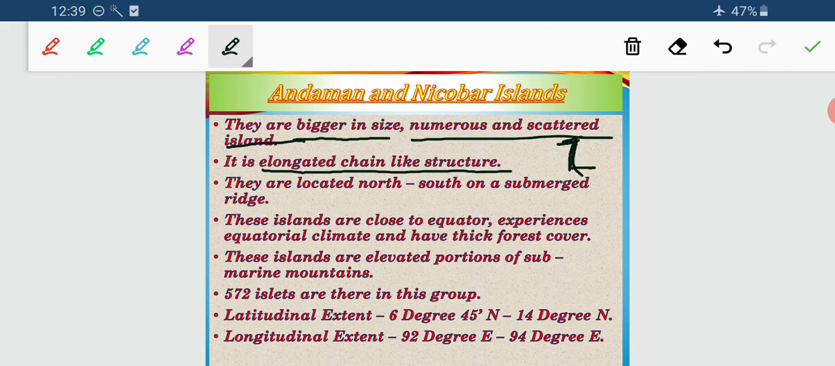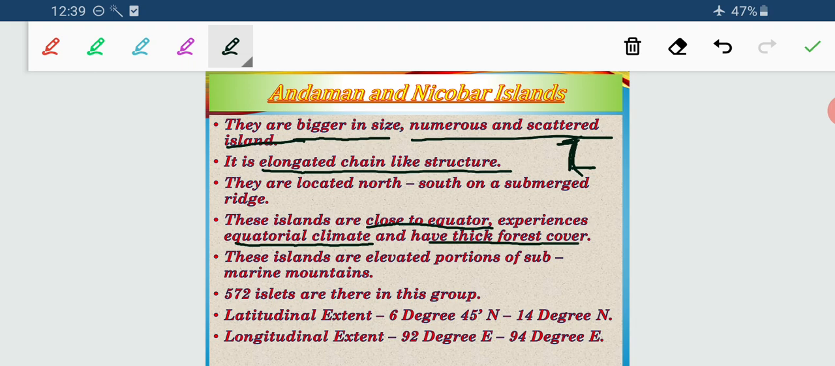Now, these island groups are very close to the equator. So, when they are very close to the equator, what type of climatic condition will prevail? It has an equatorial climate and thick forest cover, because we know the equatorial zone is a dense network of forests. So, because the island group has an equatorial climate, here also we have thick forest cover.